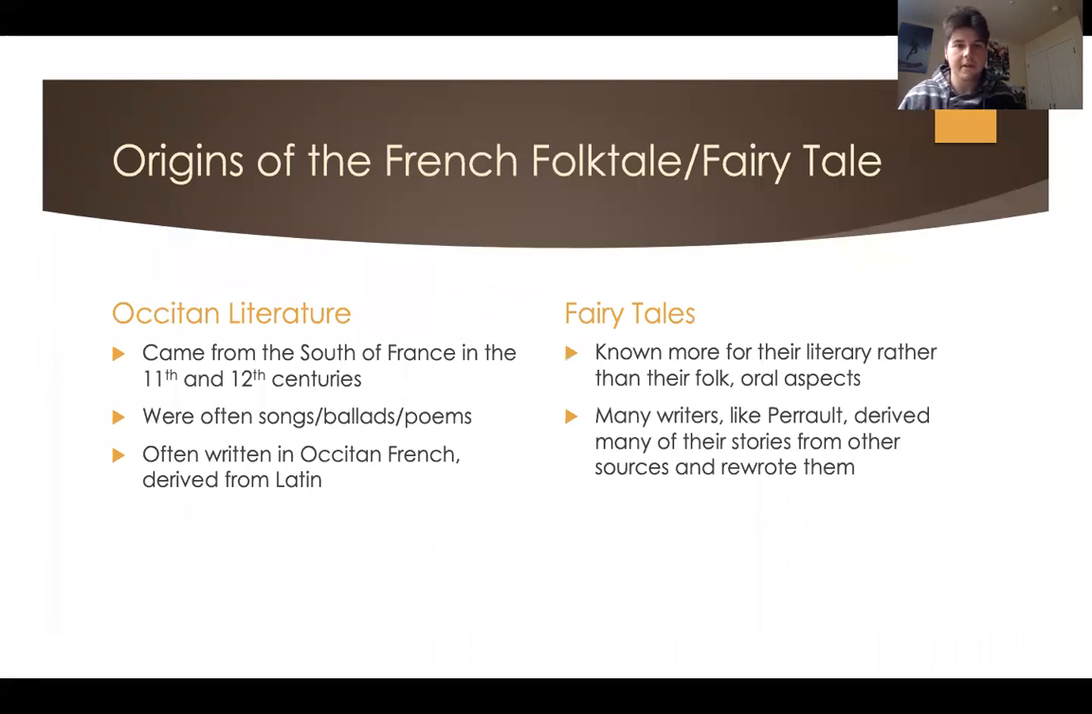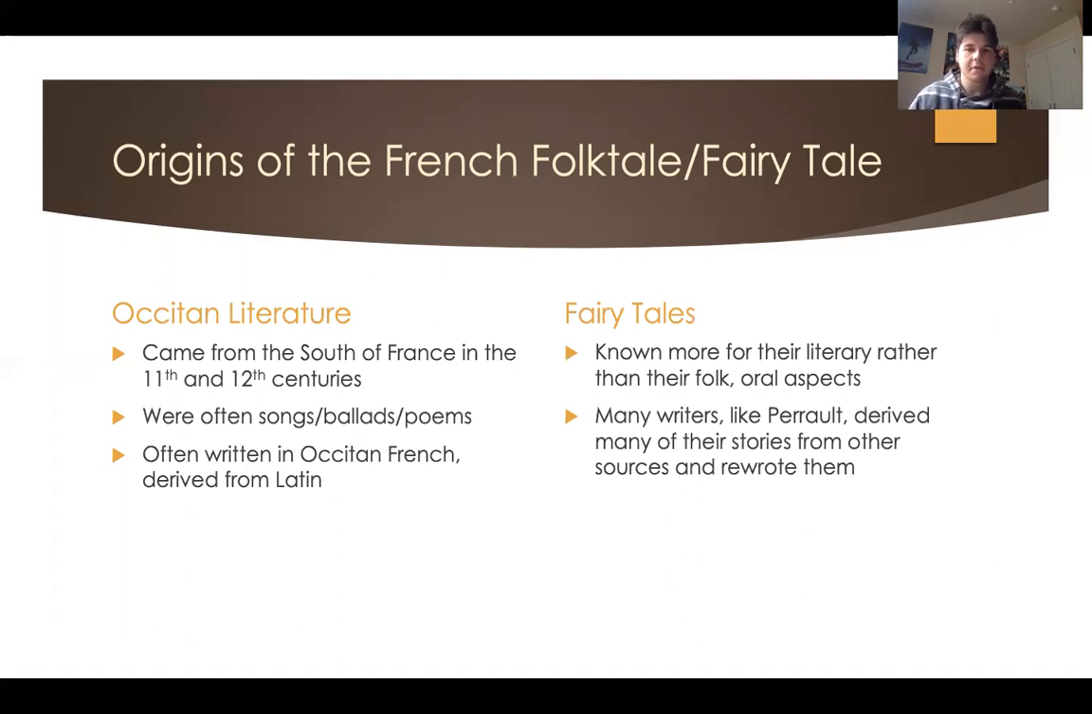The origins of the French folk tale and the fairy tale. I just included this because I thought it would be helpful. There's Occitan literature, which comes from the south of France, and it's from the 11th and 12th centuries. It mainly came from the Middle Ages, the knights and all that. And there were songs, ballads, poems. They were often written in Occitan French, which derives from Latin. Occitan French was one of the first branches of Romance languages that derived from Latin and weren't Latin specifically itself.